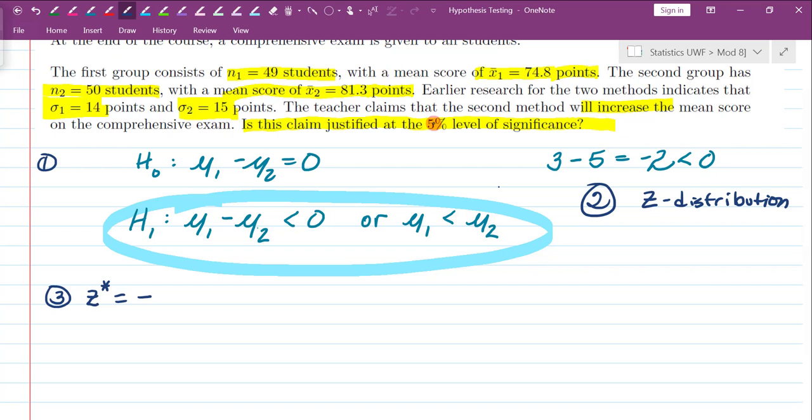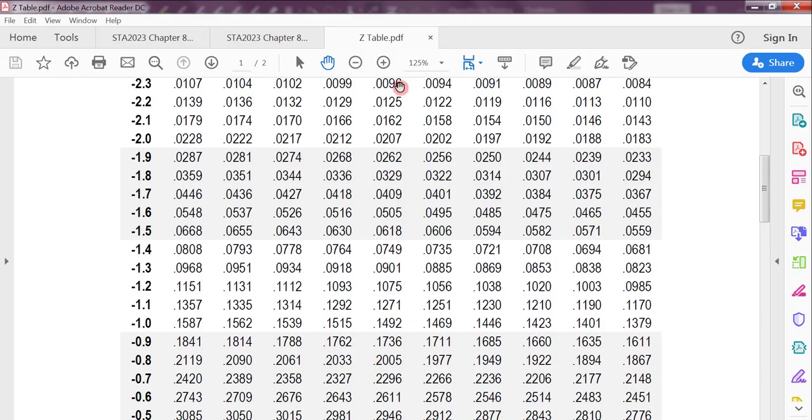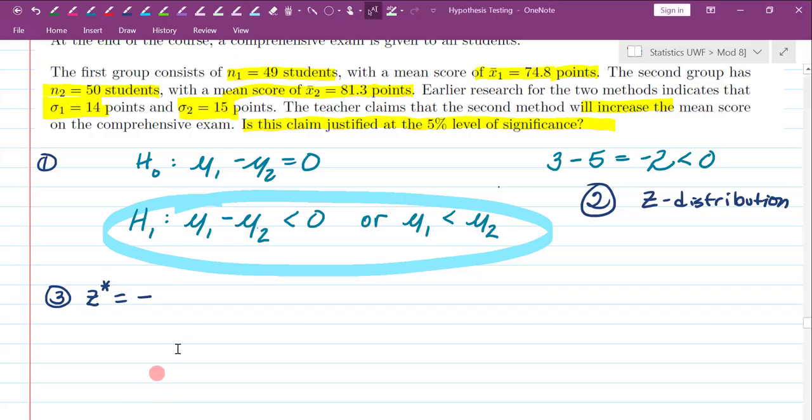So let's go ahead and look up 0.05 on our table here. 0.05 is going to be right here between these two values of negative 1.645. So we're going to use negative 1.65.